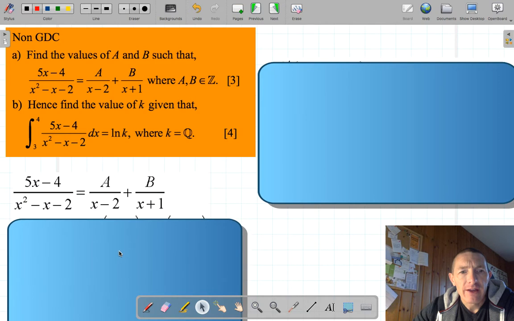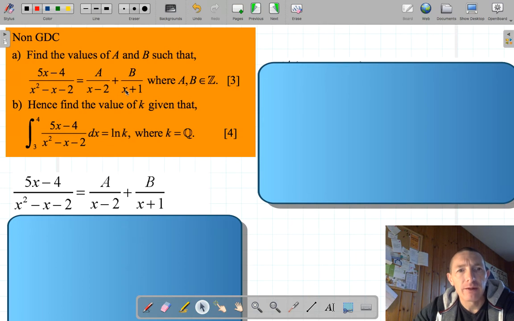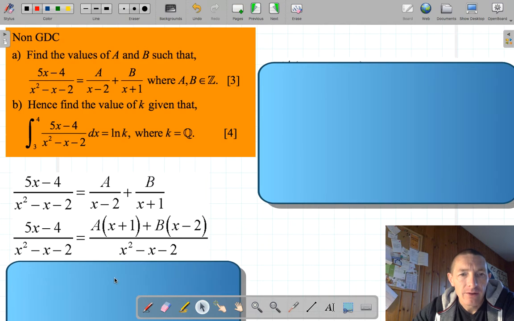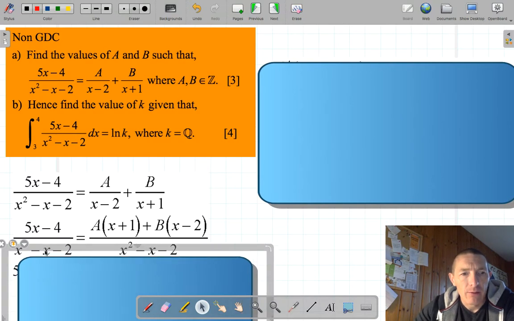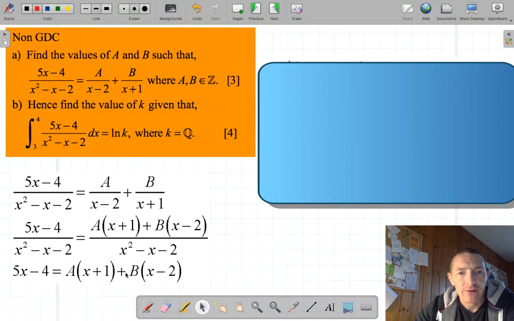Well, if you look at these two numbers here, the denominators on the right-hand side, if you multiply them together, you get this one here, which is very handy because it means that I can multiply these two together to have a common denominator throughout the equation. By multiplying these two together, I have A(x + 1) and B(x - 2). And then I can get rid of the common denominators and I've got this.